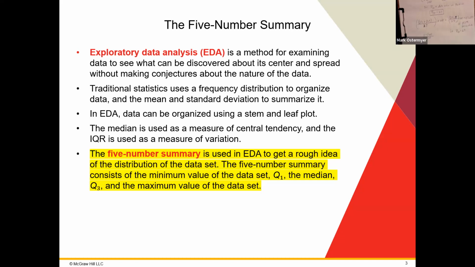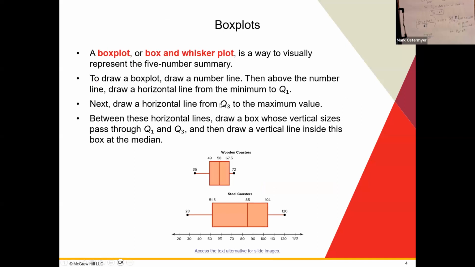The 5-number summary is going to be required in order to build what's called a box plot for a data set. Of course, the 5-number summary consists of the minimum value in a data set, the first, second, and third quartile values, and the maximum value in the data set. Right? All right, so what is a box plot? How do we build one?